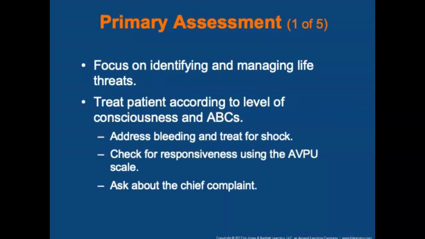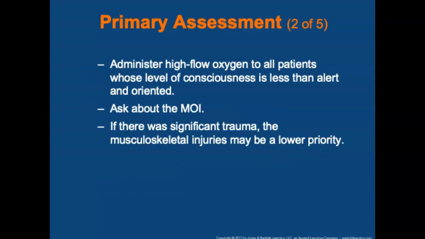Focus on identifying and managing the life threats, of course, and treating the patient according to his or her level of consciousness. Address significant internal and external bleeding and treat for shock. Check the responsiveness. Using your AVPU, ask the patient about his or her chief complaint. Administer high-flow O2 via non-rebreather if they need it, and ask about the mechanism of injury. If there's significant trauma or multiple body systems affected, the musculoskeletal injuries may be a lower priority. Scene time should not be wasted or prolonged because of the musculoskeletal assessment or splinting.